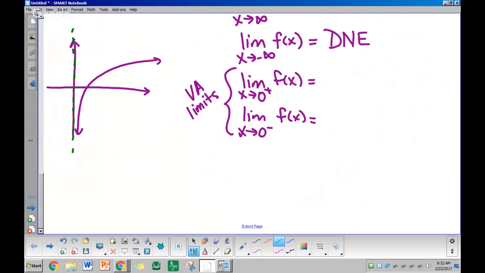So what happens as x approaches 0 from the positive side? The function is approaching negative infinity. And what about as I approach it from the left side? It does not exist because it's not on the left side of 0. So we would say this one does not exist.